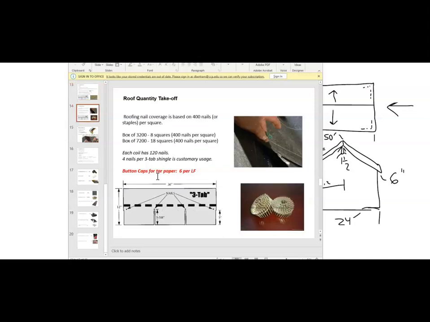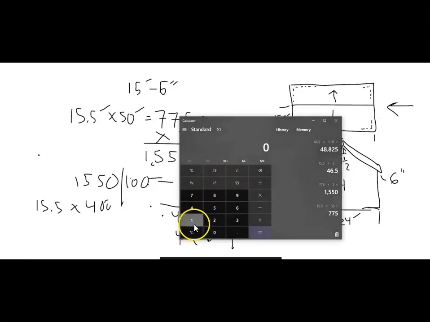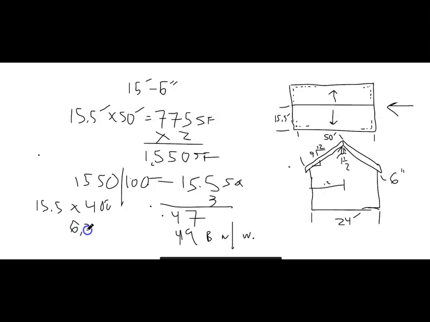We determined our nail coverage, 400 nails per square. So if we have 15.5 times 400, $15.5 squares times 400 nails is 6,200 nails needed. So depending on how they sell them, you might buy more than one box or just one. Depends how they sell them, of course. And back to the presentation.